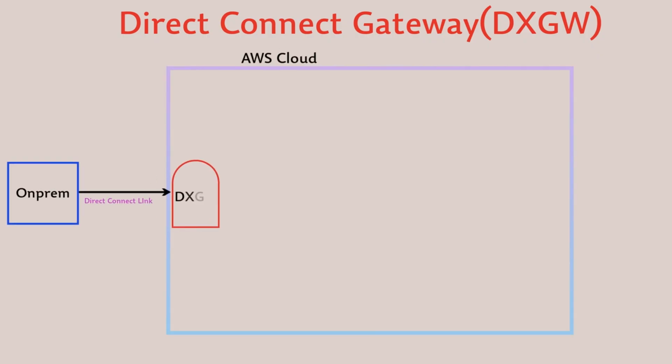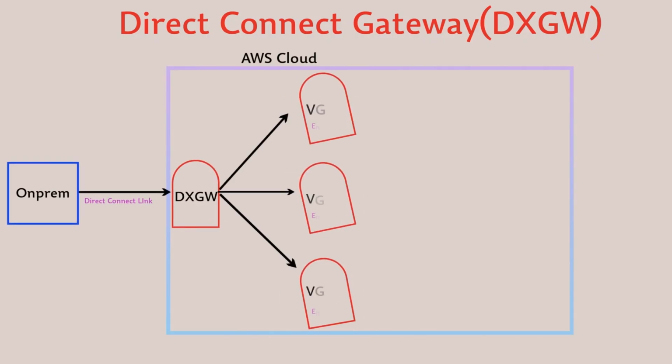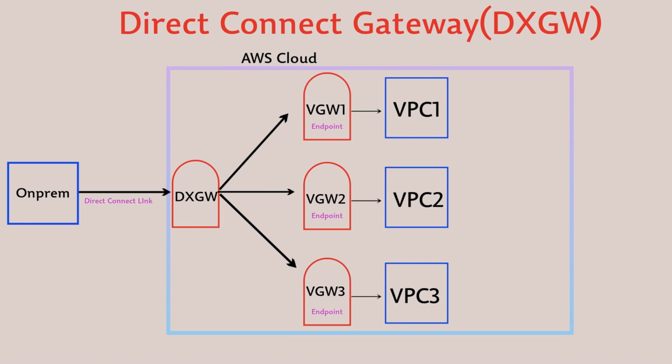Now let's see the Direct Connect Gateway, which is one of the important gateways. So what it does, it connects AWS Direct Connect links to multiple VPCs or regions via virtual private gateway or transit gateway. You can consider it as a high-speed railway control station. One railway can serve multiple cities through a central distribution hub.